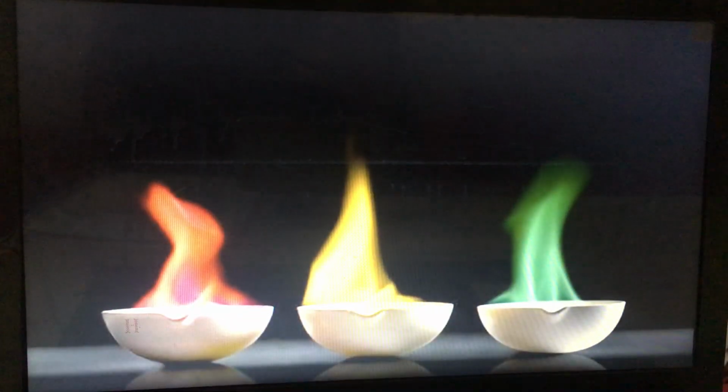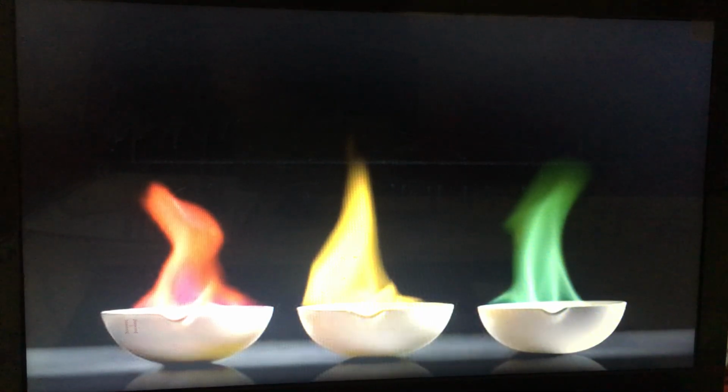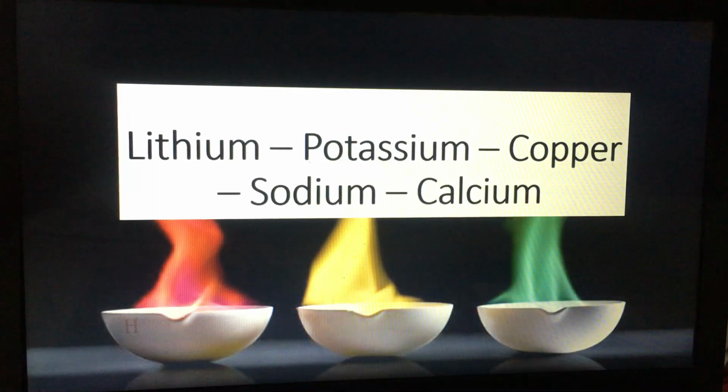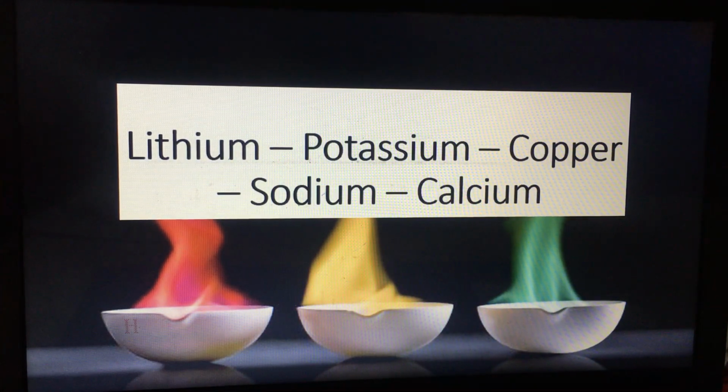But in this lesson, we are going to identify some metals using the characteristic colored flames produced when their compounds are heated. So, when we heat some metals, that will produce a flame. This flame is the characteristic which identifies the metal. We are going to test 5 metals, which are lithium, potassium, copper, sodium, and calcium. Those are the 5 metals that we are going to test their flame.